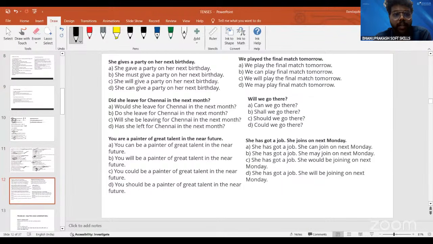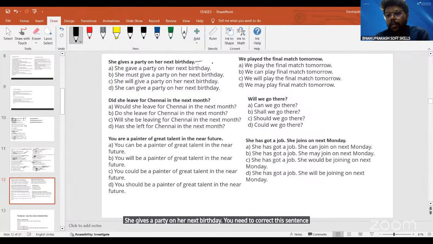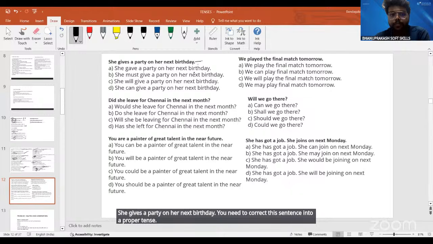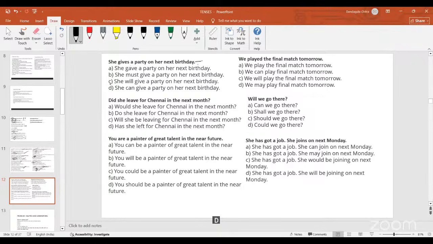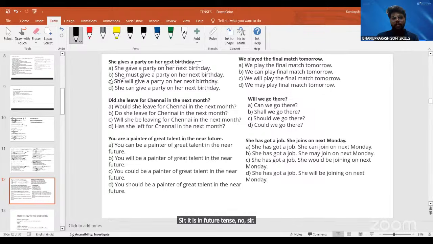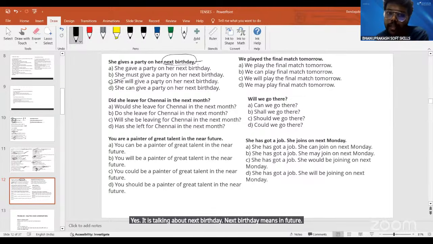She gives a party on her next birthday. You need to correct this sentence into a proper tense. C, sir. Yes. C. Why C? Sir, it is in future tense, no, sir. Yes. It is talking about next birthday. Next birthday means in future. So she will give a party on her next birthday is the right answer.